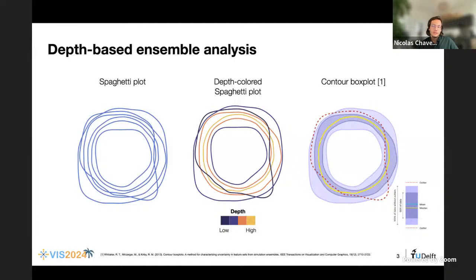Intuitively, the more centered the ensemble member is in the ensemble, the higher the depth. So in this example, the one with the yellow color attains the highest depth, while the contours in the periphery attain a lower depth value.